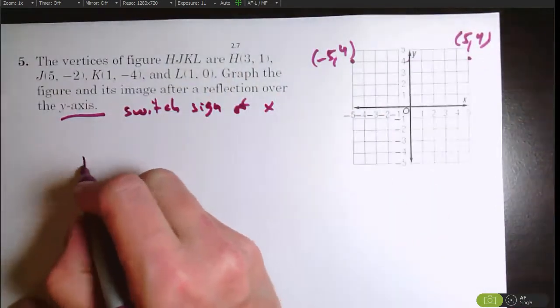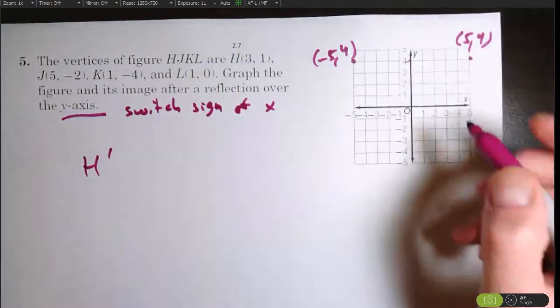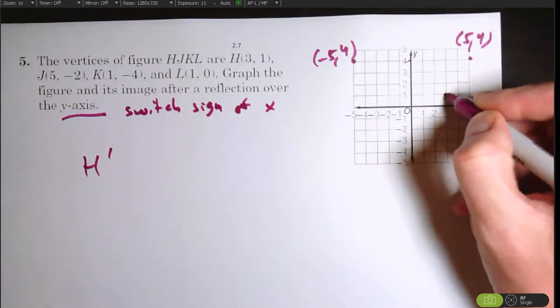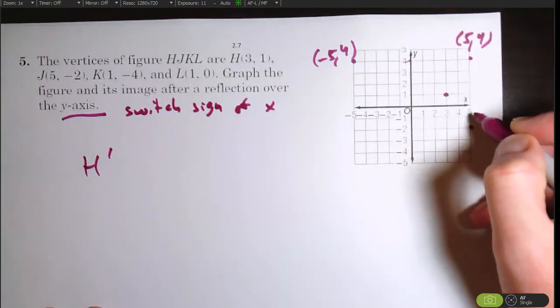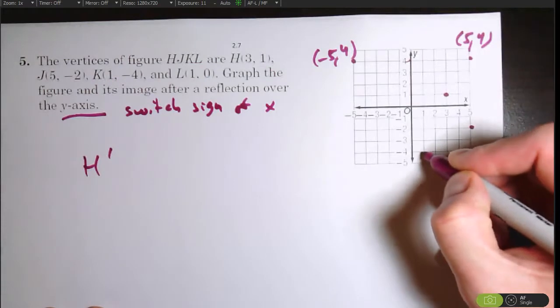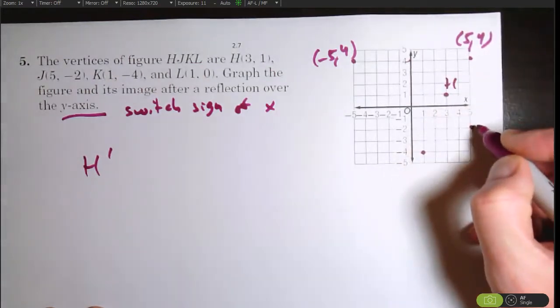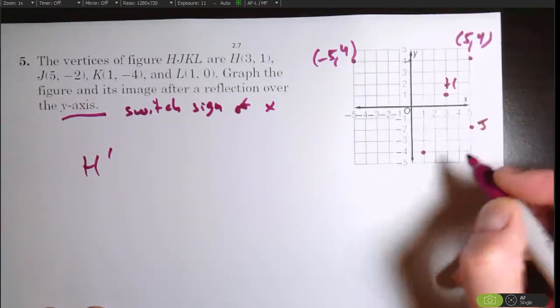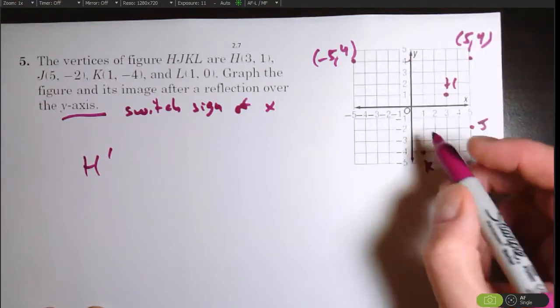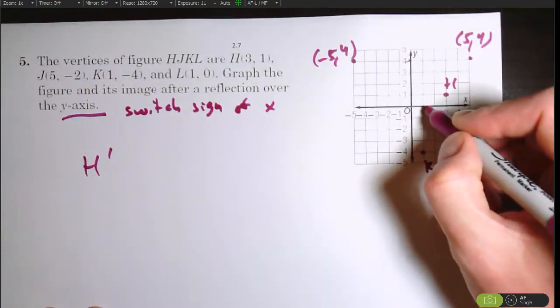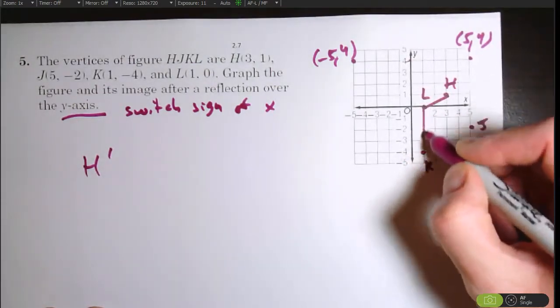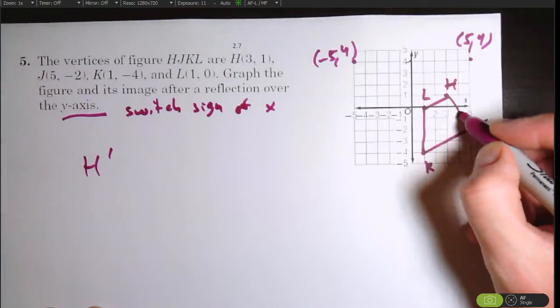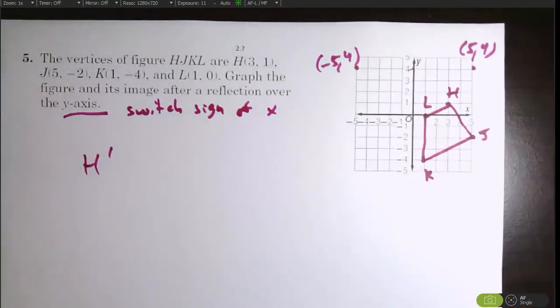So H prime, I'm sorry, I've got to graph the figure. H is at 3, 1. J is at 5, -2. K is at 1, -4. So H, J, K, and then L is at 1, 0. L. Okay. Now, let's do this in green.